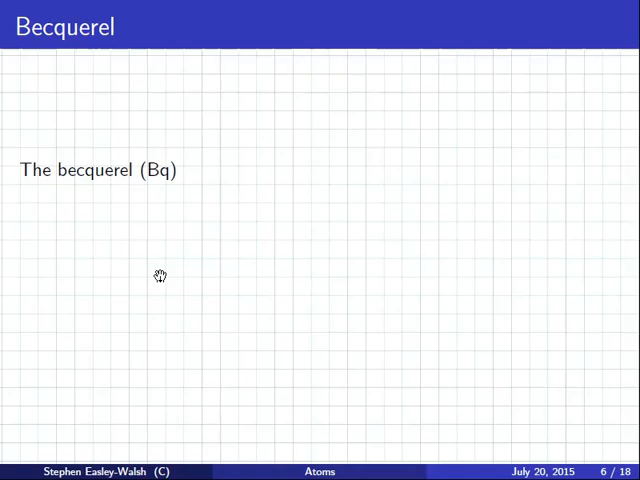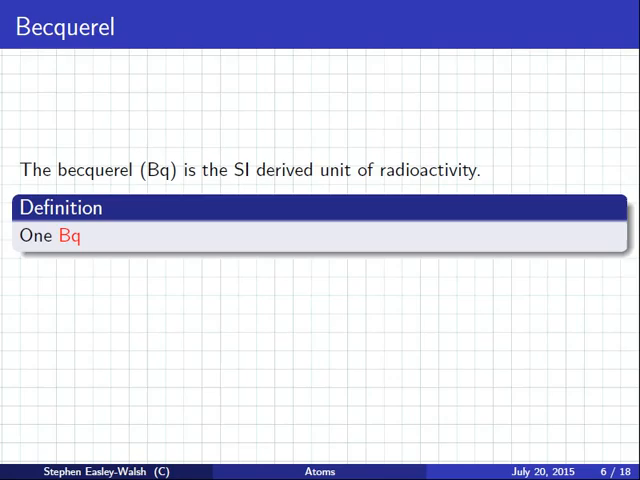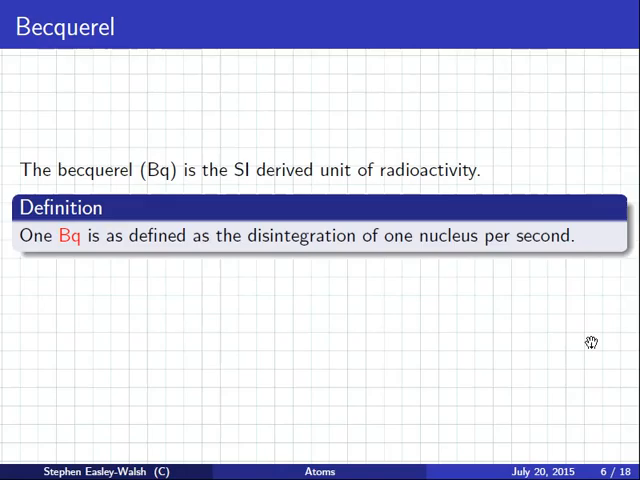So the unit, the Bq, Becquerel, is the SI unit for radioactivity. No surprise here, you could probably guess what the definition of one Bq is. It is defined as the disintegration of one nucleus per second, as I was talking about a moment ago. So if you lost one atom of uranium per second, then it's one Bq. Two atoms per second would be two Bq and so on.